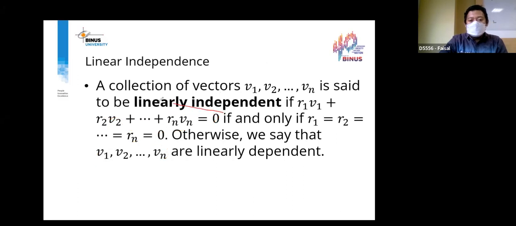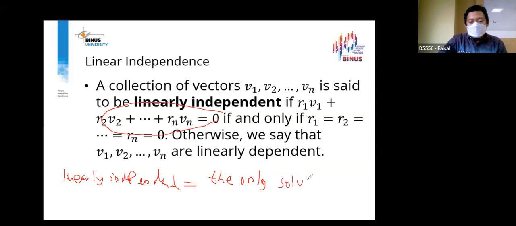So for linear independence, we just look at the scalars, whether the solutions are all zero or whether some are non-zero. So we can say that linear independence means the only solution for the scalars is zero, all zero.